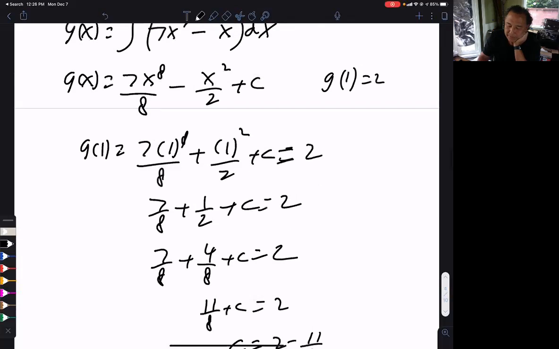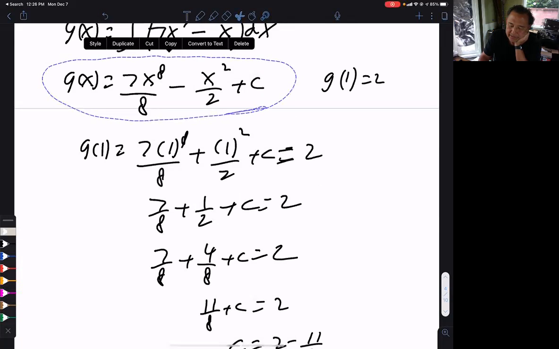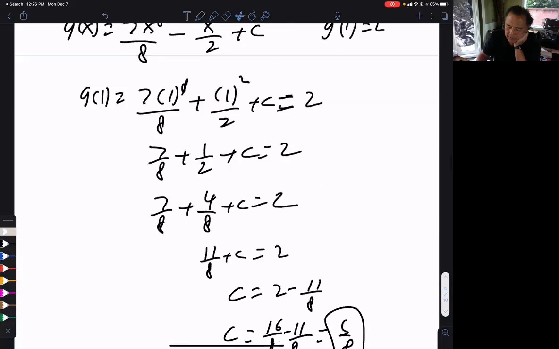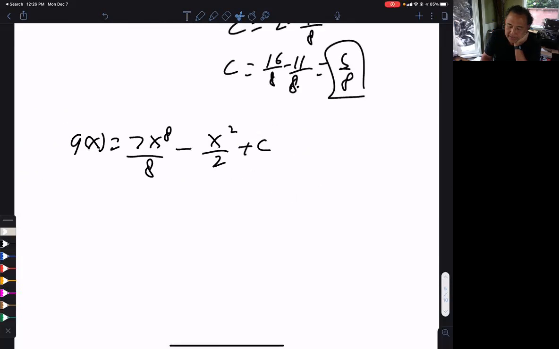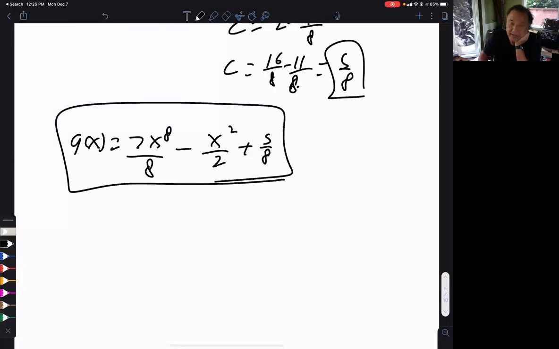So I'm going to plug in 5/8 here. So I'm going to copy and paste this because Yoshida is lazy. Copy, paste. But in place of the c, I put 5/8 that I found, and there's the answer.